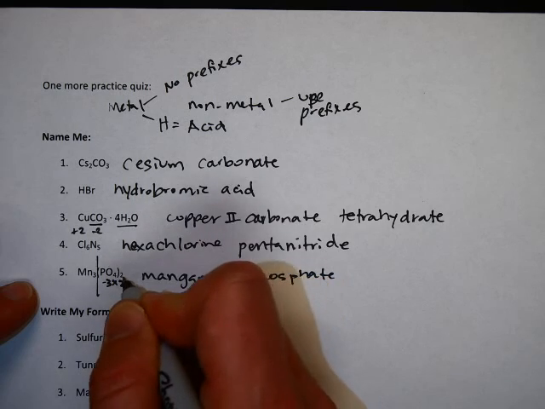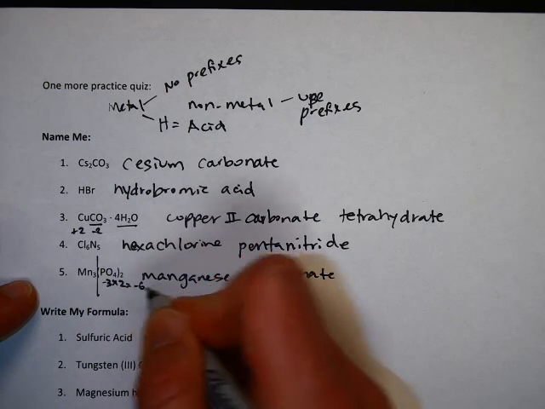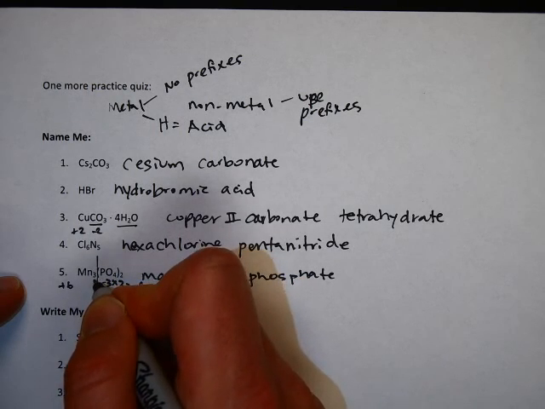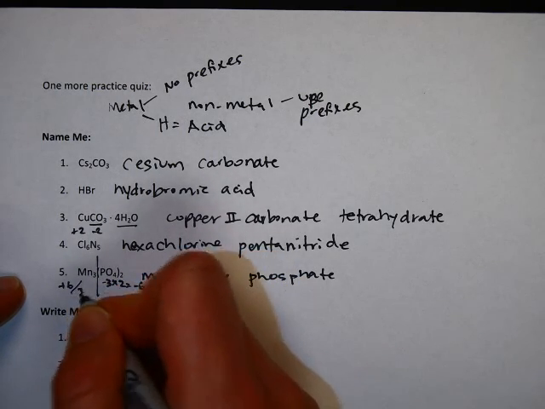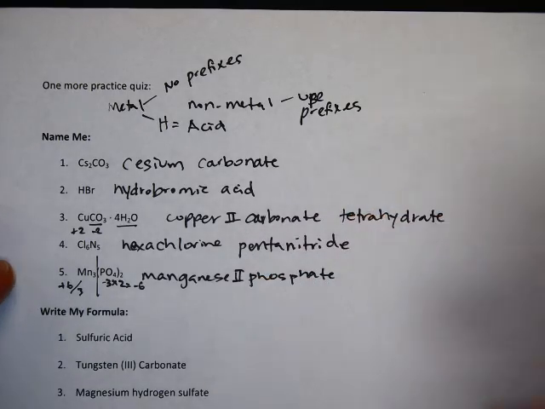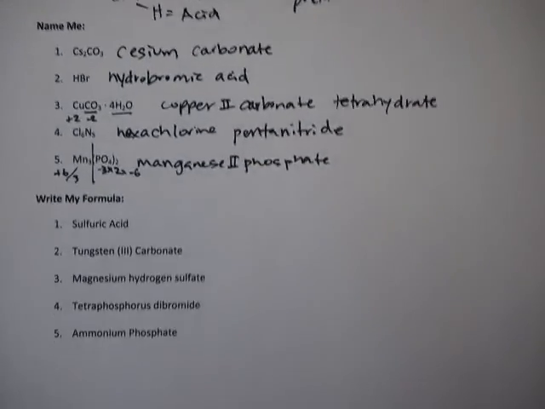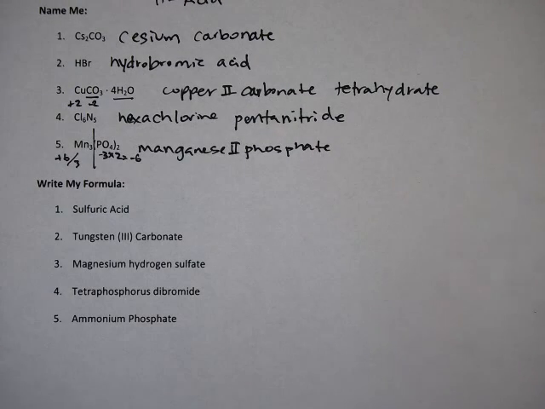So you can figure that out one of 2 ways. You can reverse crisscross here, that works. Or you could say phosphate is -3, and there are 2 of them. That's what that 2 means. It's a total of -6, so this side must be +6. And there are 3 manganeses to get you up to +6, so you take 6 divided by 3, which equals 2. So it's called manganese 2 phosphate.